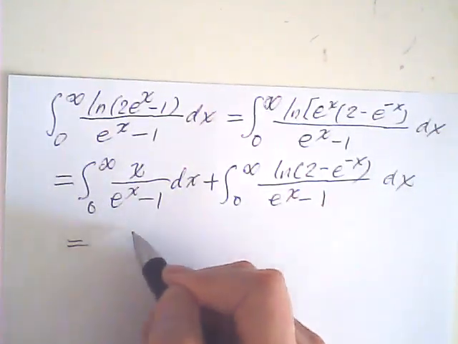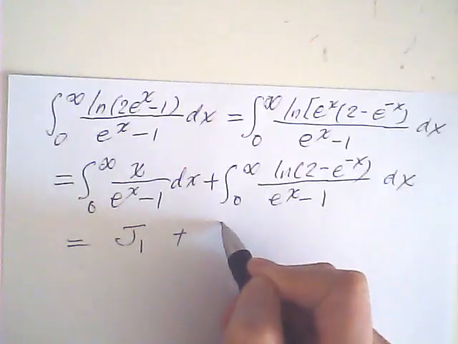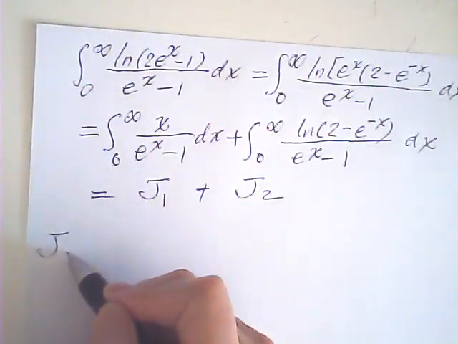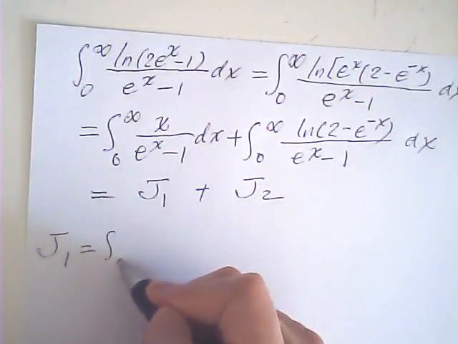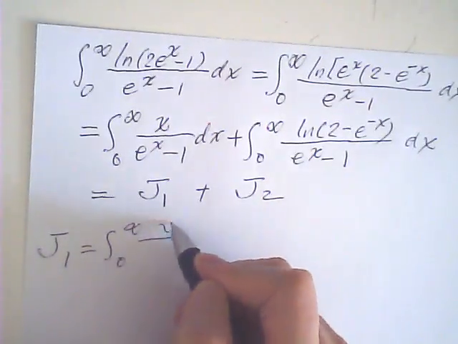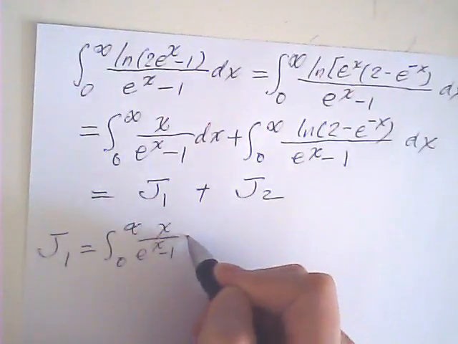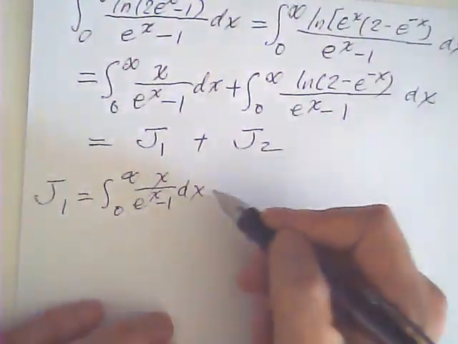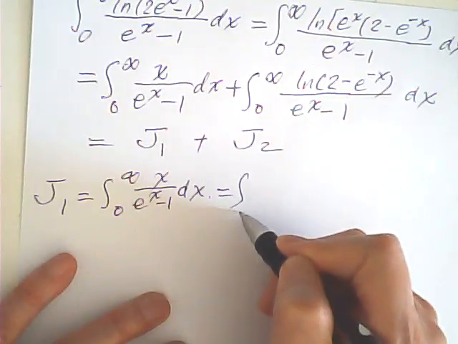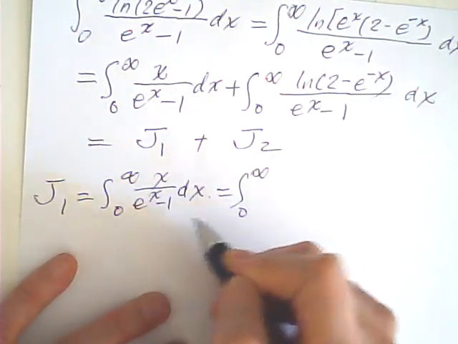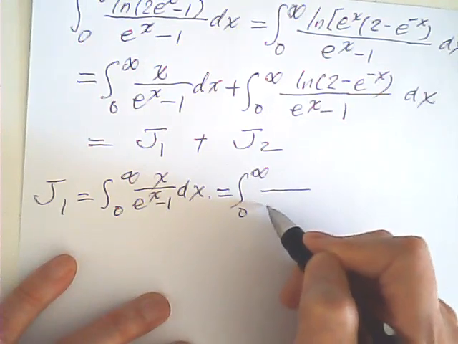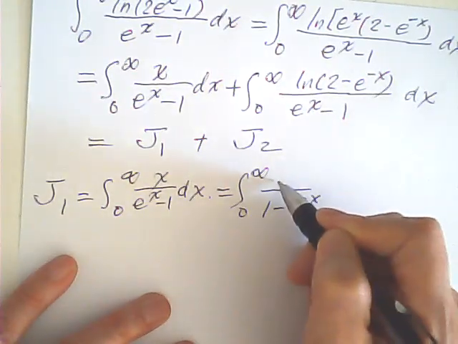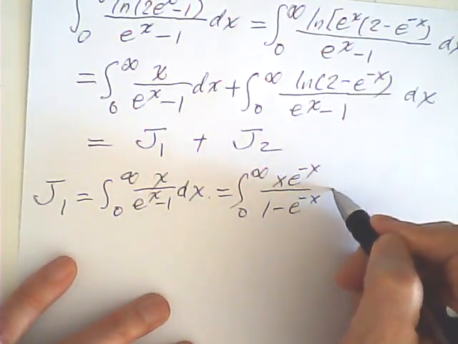I call this one J1 and this one J2, and I just do them separately. The J1 is this one, x over e to the x minus 1. I multiply by e to the negative x, so this is x times e to the negative x over 1 minus e to the negative x.